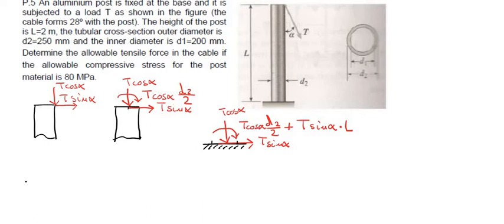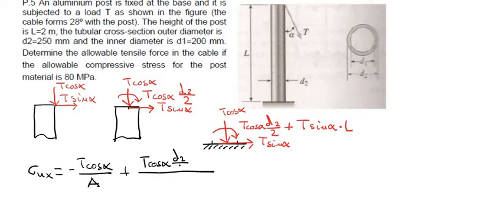In this condition we can write the normal stress distribution in the lower cross section: sigma x equal to minus T cosine alpha divided by the area of the tubular cross section, plus (we are going to check this later on) the complete bending moment, T cosine alpha d2 divided by 2 plus T sine alpha multiplied by L, divided by the moment of inertia about the z-axis, for example, if we consider that this is the cross section.